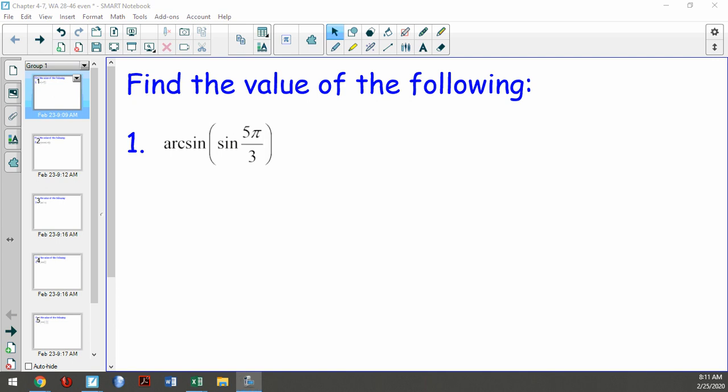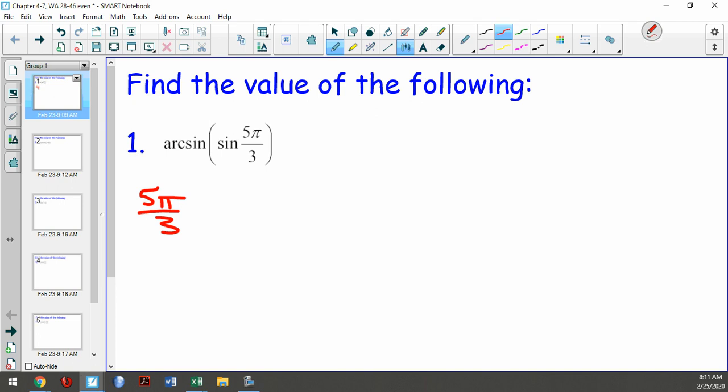Okay, this is straight out of your textbook from yesterday. Arc sine of 5 pi over 3. The very first thing I want you to do is say, okay, I have to look at this arc sine, right? That arc sine means I have to go where arc sine is capable of, which is going to be negative pi over 2 to pi over 2, correct?